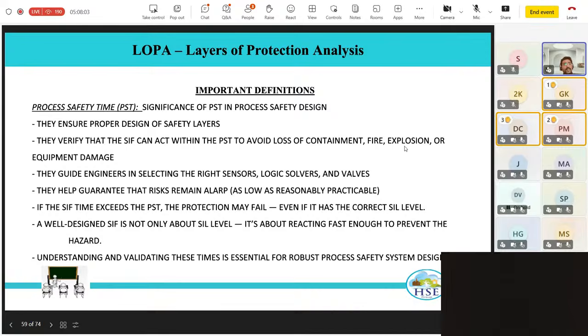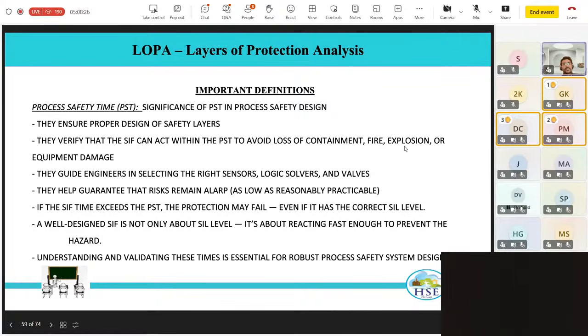Next, they help guarantee that the risk remains as low as reasonably practicable. Yes. So once you have this taken care of, you can rest assured your risk is in the ALARP region, as low as reasonably practicable. Now, if the SIS time exceeds the process safety time, the protection will fail or may fail even if there is a correct SIL level.